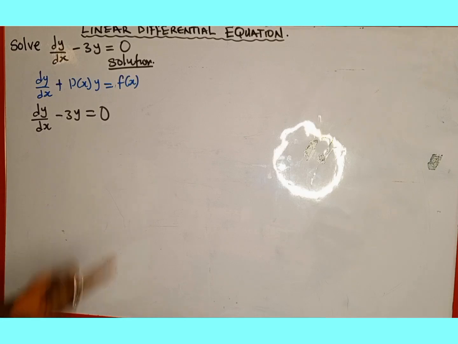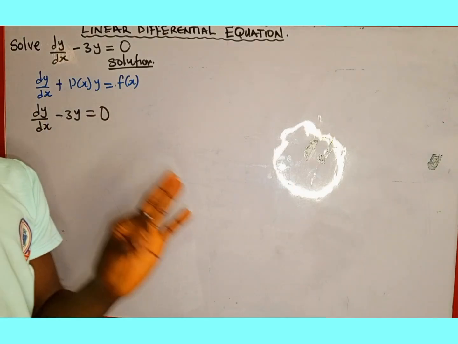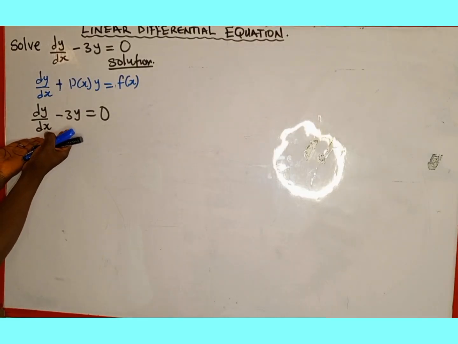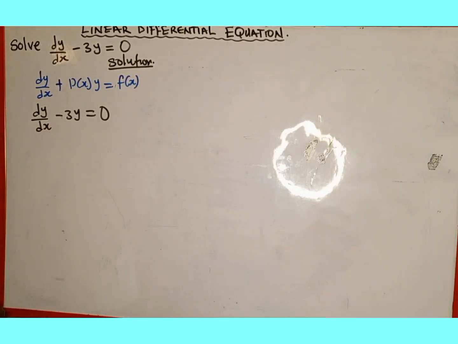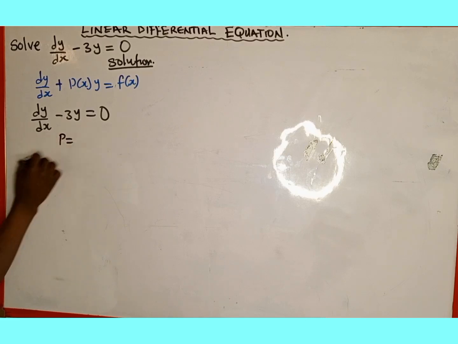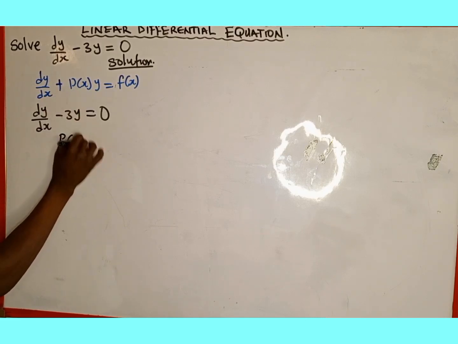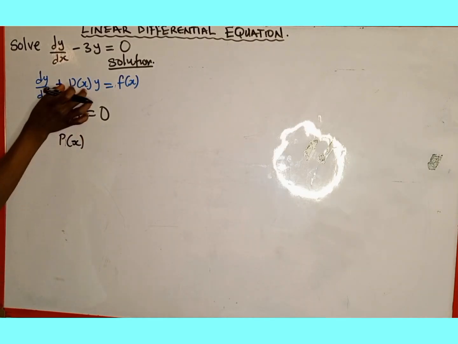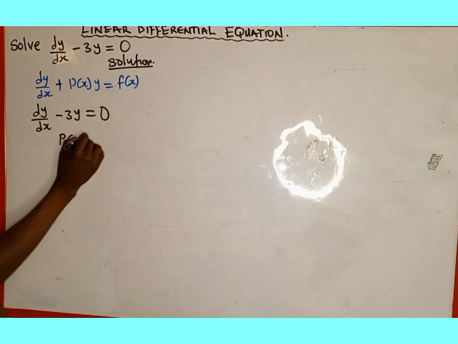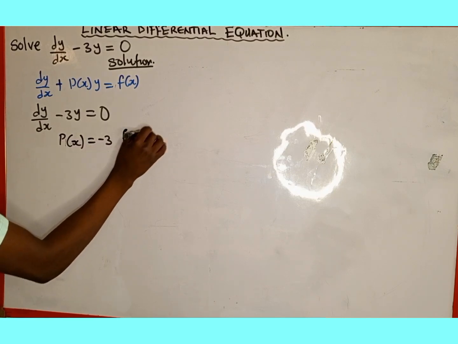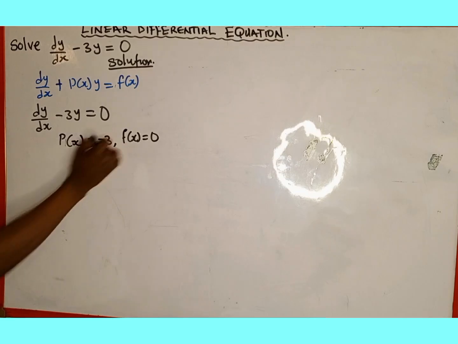Now the second thing we are going to do is to identify p of x. If you look at this given first order linear differential equation very well and look at the standard form, what's going to be p of x? p of x is the coefficient of y, the number attached to y in the standard form, which is equal to minus 3. And f of x is equal to 0 from the question.